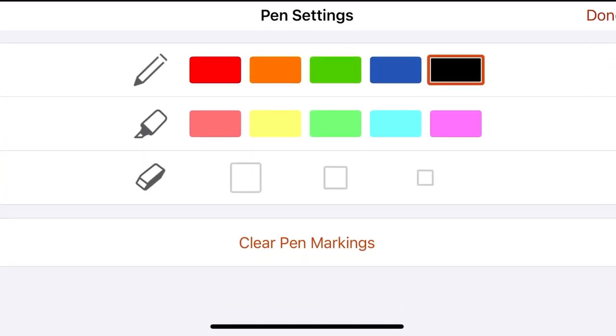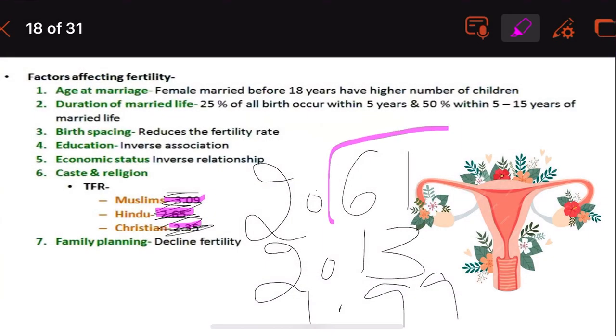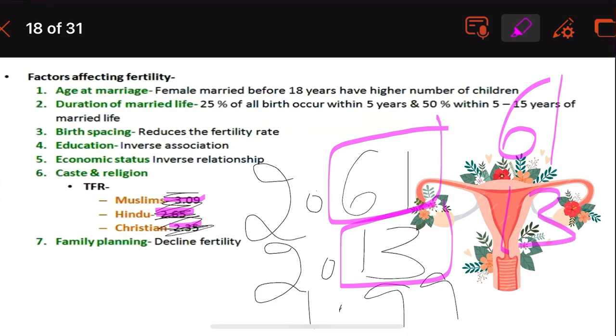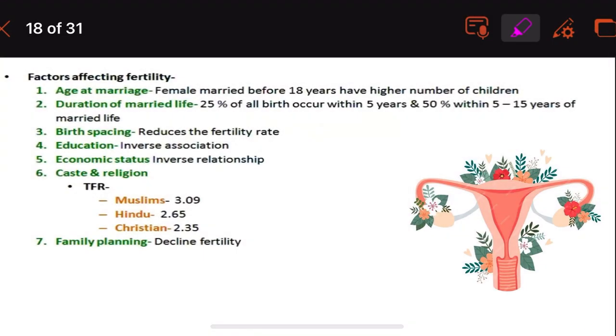So you have to remember 2.61, 2.13, and the last one is 1.99. Family planning will also decline fertility. We see that family planning is a very important factor in fertility reduction. In developing countries, family planning plays a key role in declining fertility.